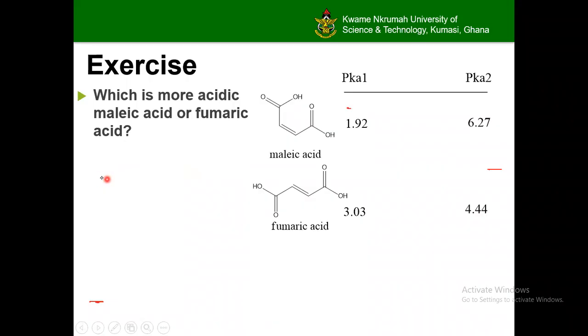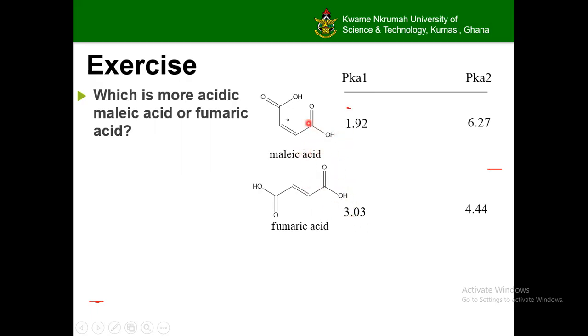Now, the next thing here is a question. They are comparing maleic acid and then fumaric acid. Now, these are the same compound, it's just cis and trans that differ. So maleic acid is cis, fumaric acid is trans, right? Good. Now we can compare their pKa1 and pKa2. So realize that pKa1 for maleic acid is smaller than that of fumaric acid. Now this shows that maleic acid is more acidic than fumaric acid, right?